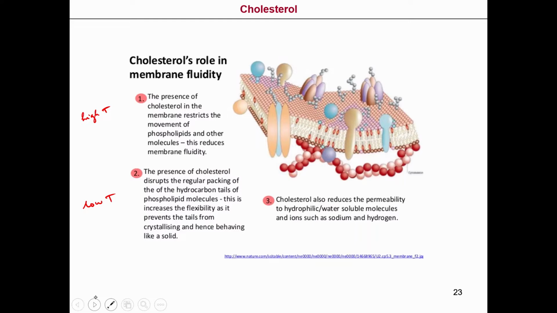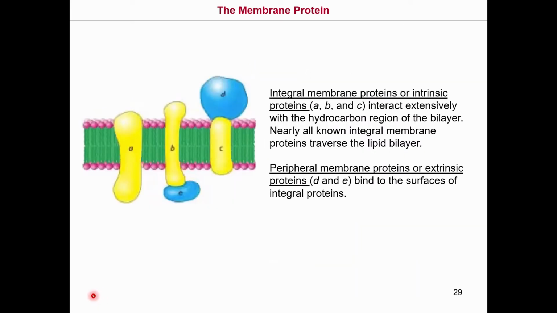Okay, so we see the phospholipid. Now I told you that the second component of the membrane will be the proteins. So you have two kinds of membrane proteins. You have integral membrane proteins, the yellow one, which interacts with the hydrocarbon region of the bilayer. It is also called intrinsic membrane protein.